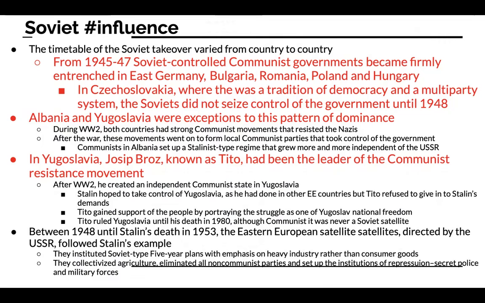Interesting. Between 1948 and until Stalin's death in 1953, Eastern European satellite states were directed by the USSR, followed Stalin's example. They instituted Soviet-type 5-year plans with emphasis on heavy industry rather than consumer goods. They collectivized agriculture, eliminated all non-communist parties, and set up their institutions of repression, secret police, and military forces.